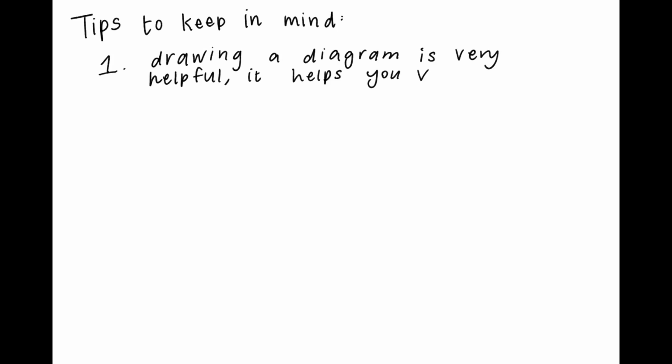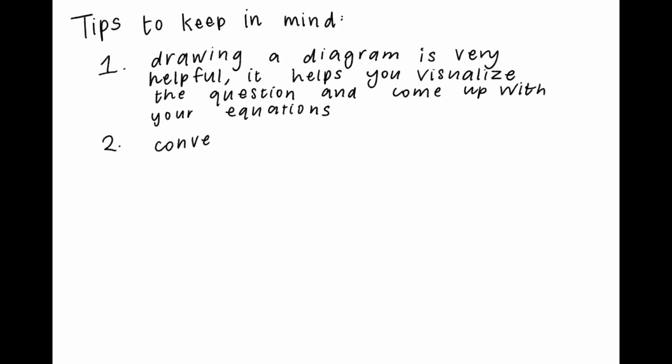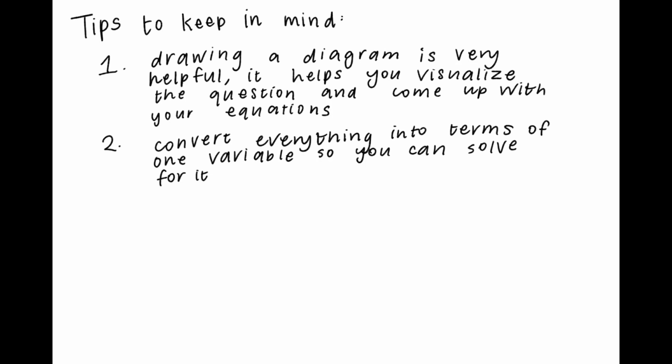Here are some tips to keep in mind when you come across an optimization problem. Tip 1 is to draw a diagram. It helps you visualize the question and come up with the necessary equations that are used later in the question. Tip 2 is to convert everything in terms of one variable so you can easily solve for that variable.